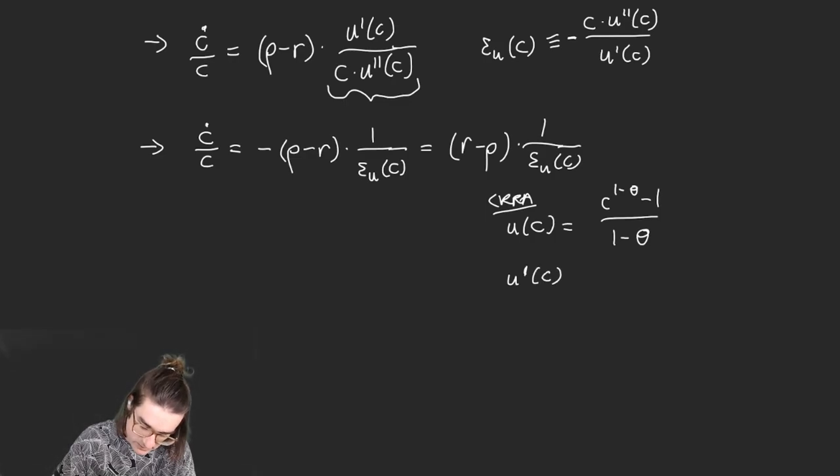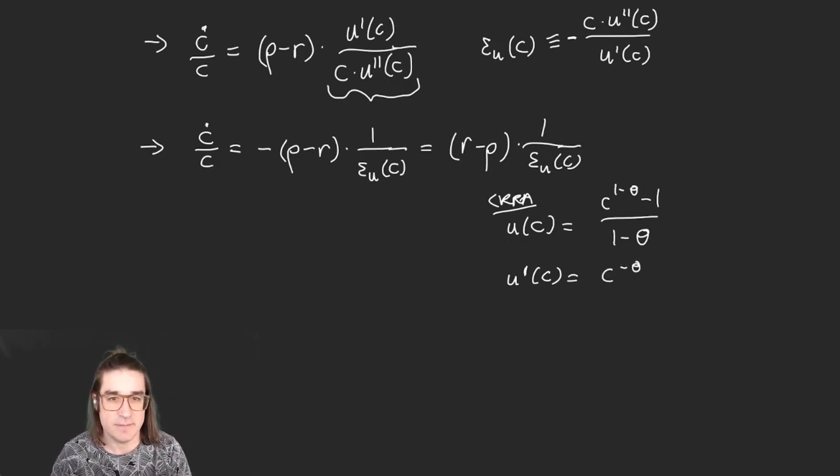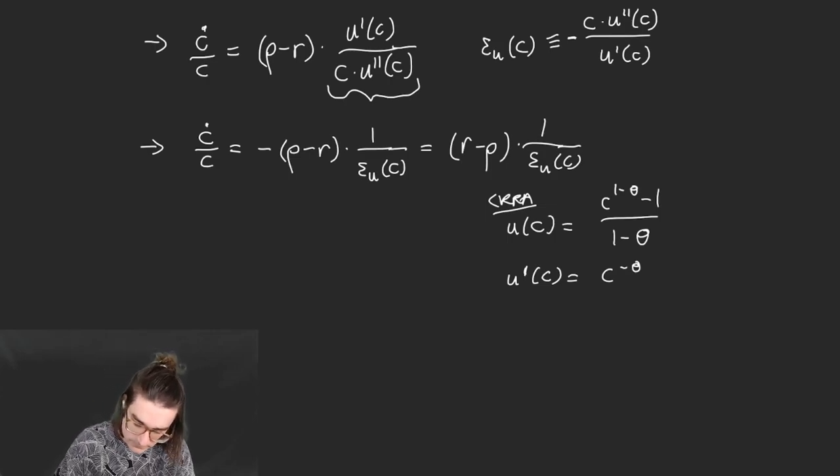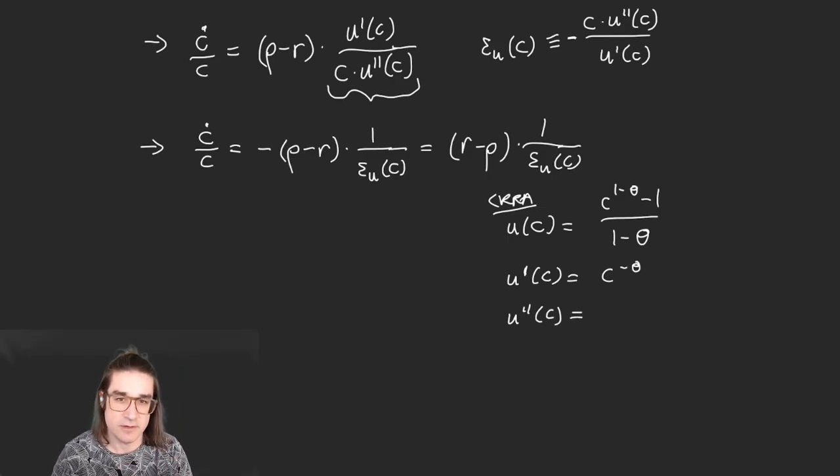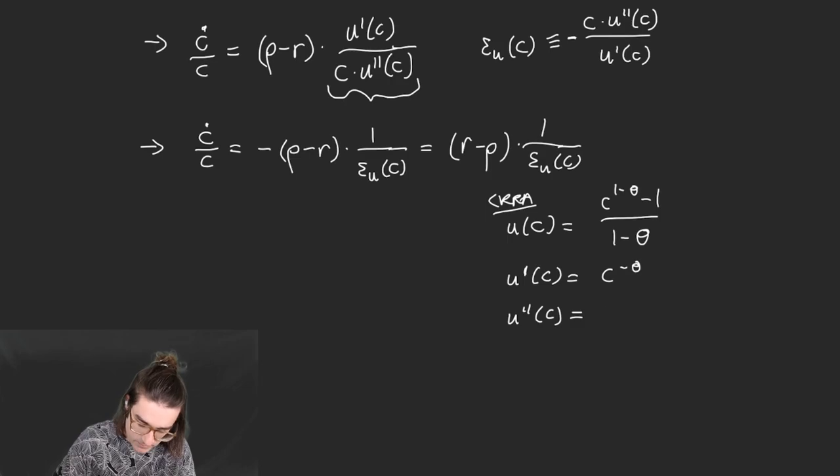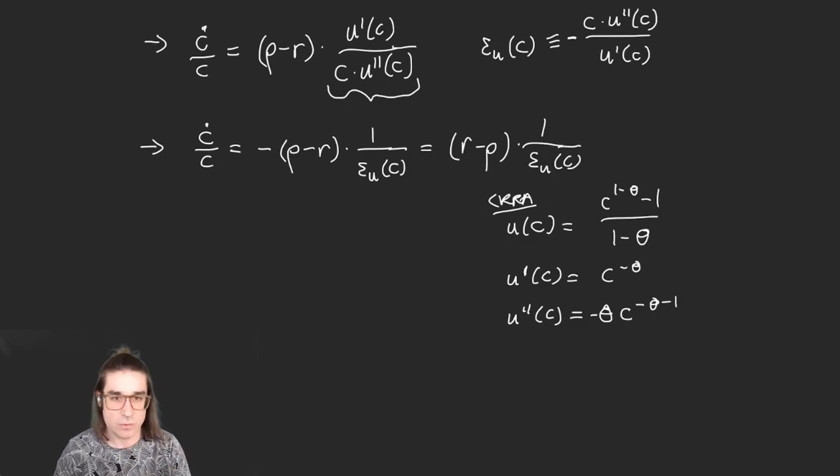Let's take derivatives. U prime of C, the way we set it up, conveniently enough, things cancel and you get C to the minus theta. That one disappears with the derivative anyway. Okay, and you can see it's much easier to see that this is the logarithm in derivative form because when theta equals one, it's one over C, which is the derivative of the log. Okay, double prime, you get minus theta times C to the minus theta minus one.